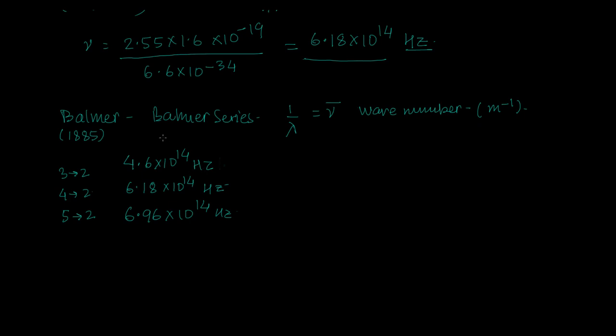So what he did, he found out the corresponding lambda. So we have c is equal to nu lambda. So 1 upon lambda is equal to nu upon c. Correct. So he tried to find out the wave number, nu bar, right? I just divide these quantities by the speed of light. And speed of light is how much? 3 into 10 to the power 8 meters per second, right? So you will get 1 upon lambda.